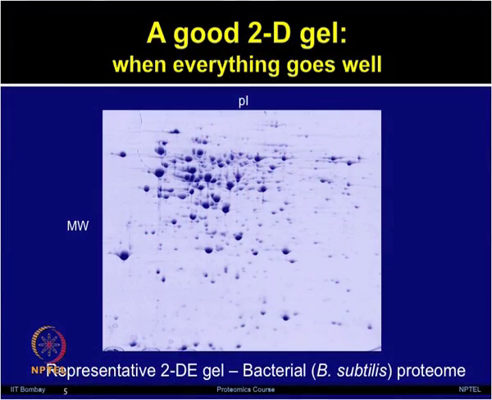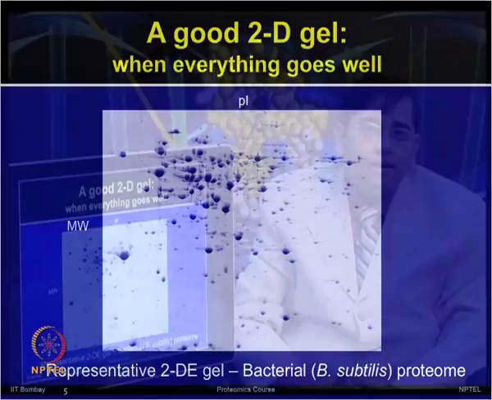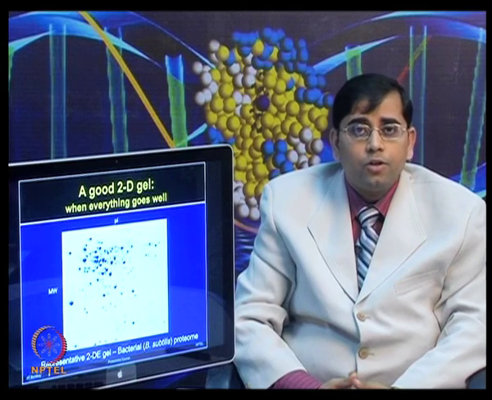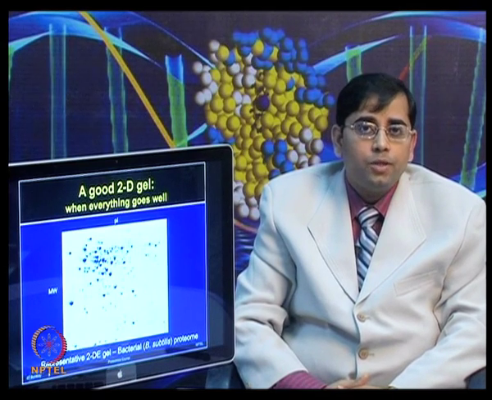Now, I am showing you another good gel obtained from a bacterial sample, B subtilis, but often this is not the case. Many times there are different types of issues which could give rise to very bad images. These issues could be because of the sample preparation method, because of reagents involved, because of different parameters involved in isoelectric focusing, and finally, different types of staining methods being used. So, let us talk about some of these issues step by step.